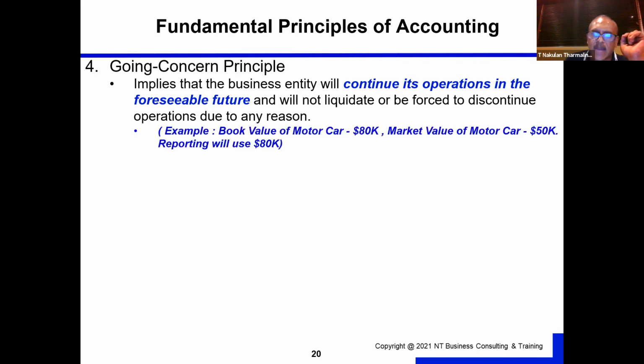Say, for instance, I've got an example here. In your books, in your financial statement, say you have a motor car with a book value of $80,000 or whatever. But the real market value of the motor car out in the market, if you sell it now, will only fetch $50,000. You will still be using $80,000 because you are a going concern. There is no indication that you're going to close shop. But if there is any indication that you are not a going concern, everything needs to be reflected at the net realizable value of the item or property.